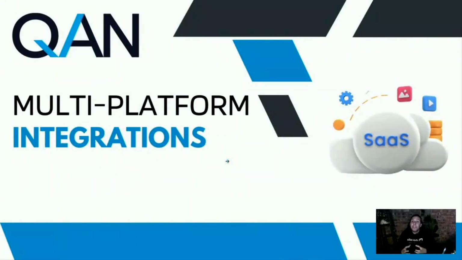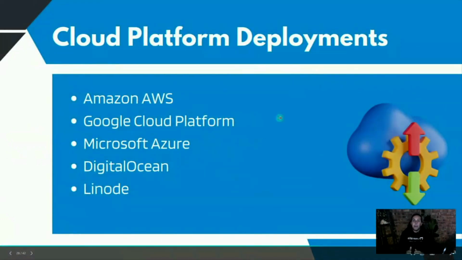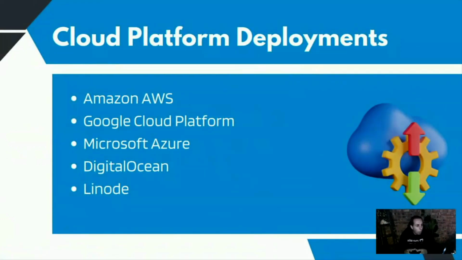Now we're going to move on to less technical stuff, and this will actually be a lot more fun for those who are running IT businesses, or are IT managers or decision makers when it comes to technologies. We are now going to talk about multi-platform integrations. You are able to take QANplatform as an entire blockchain and deploy it privately to the following cloud providers: Amazon, Google, Microsoft Azure, DigitalOcean, and Linode. The reason for that is because we are using Docker technology.